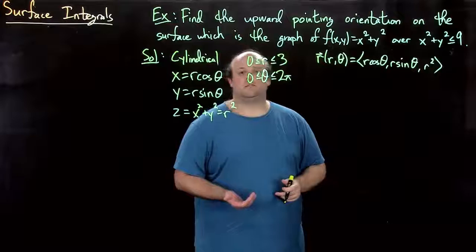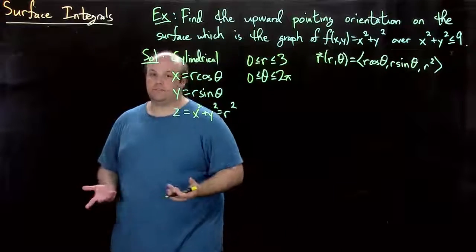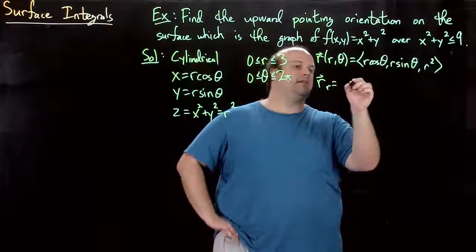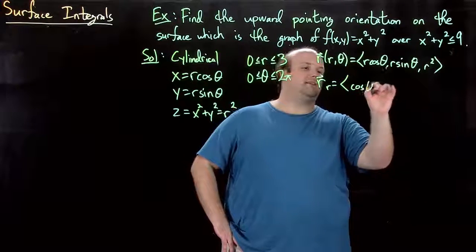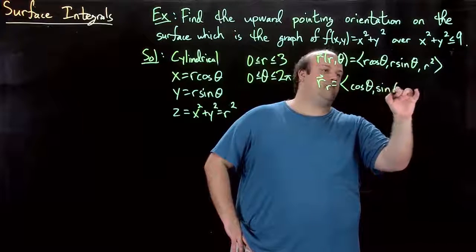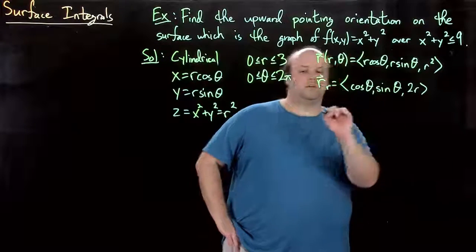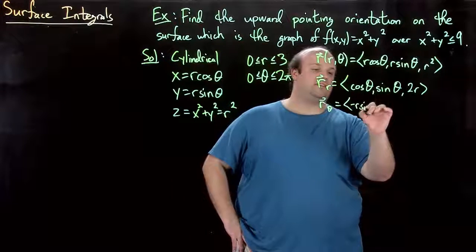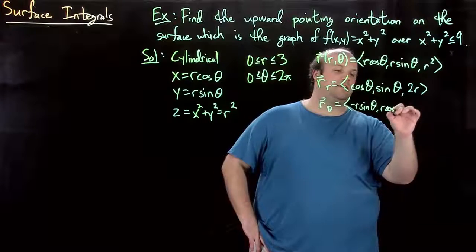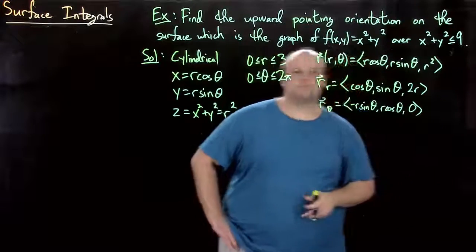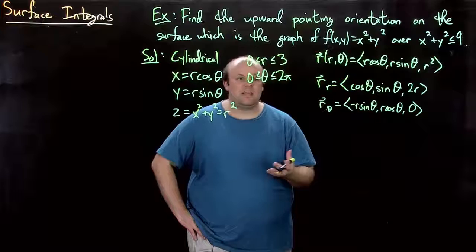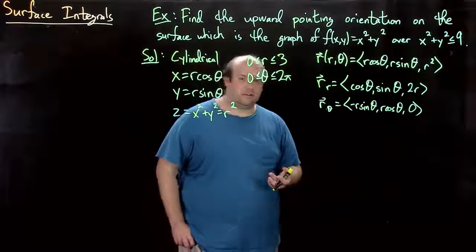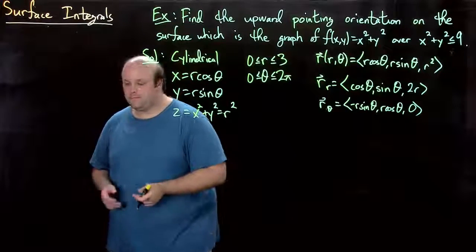So as usual now, we need to compute the derivatives. The partial with respect to r is cosine theta, sine theta, 2r, and the partial with respect to theta is minus r sine theta, r cosine theta, and 0. All right. And then now we have to decide on an order for the cross product. We have to figure out which is the right one.